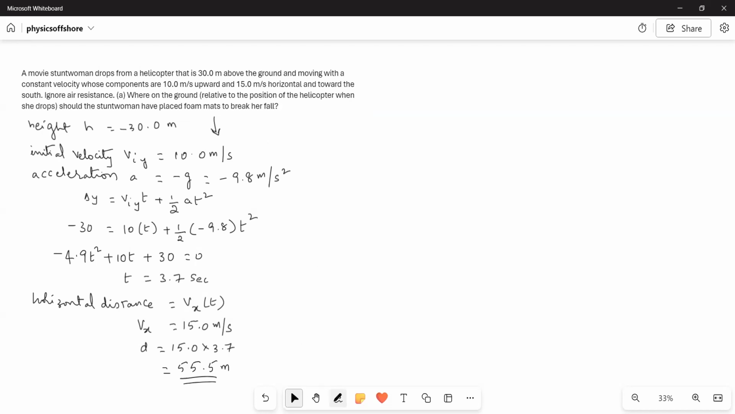Here, the helicopter is flying. Let us consider this to be the helicopter. It is flying at a height of 30 meters from the ground. This distance is 30 meters. And its horizontal velocity is 15 meters per second. And then the vertical velocity is, I write it down, 10 meters per second.